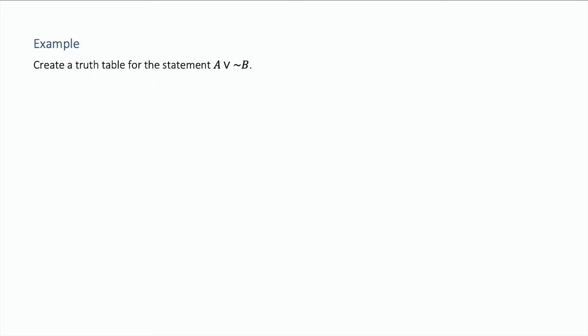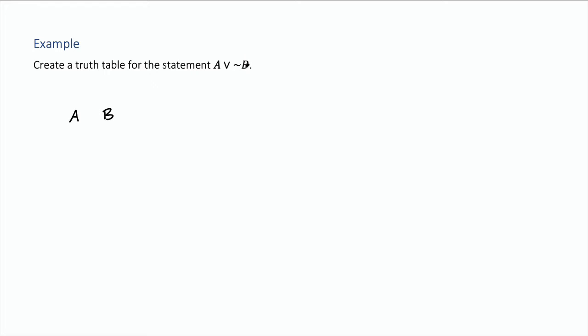Create a truth table for the statement A or not B. So the first thing we do is we create columns for just the base statements that make up this more complex statement. So A is a statement used here and B is a statement used here. And then we need to work our way up to this more complex statement.